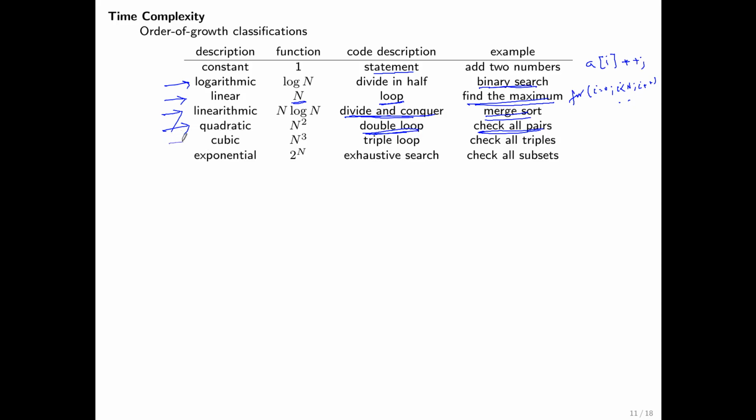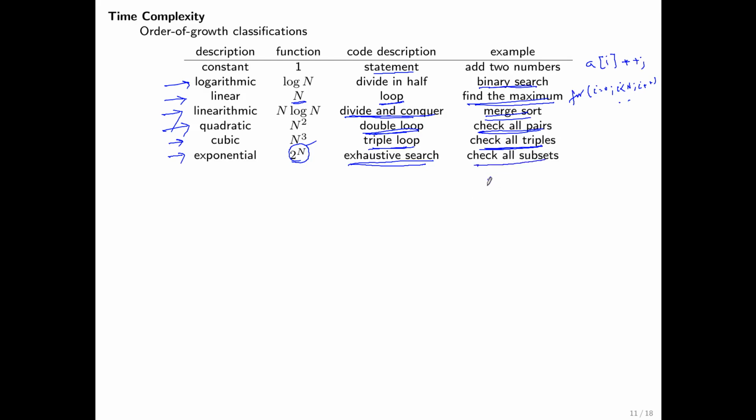The next class is cubic, which we write as n cubed, and this shows up as a triple loop, like the threesome problem, for example. A good example to keep in mind is enumerating all triples. And then there is the exponential class that you write as 2 to the power n, and this typically involves exhaustive search, meaning searching through an entire space. A good example to keep in mind here is checking all subsets.